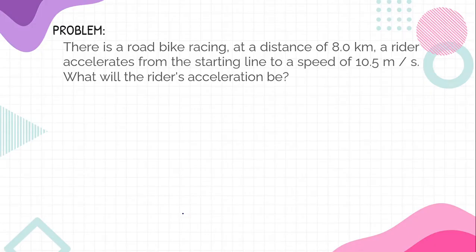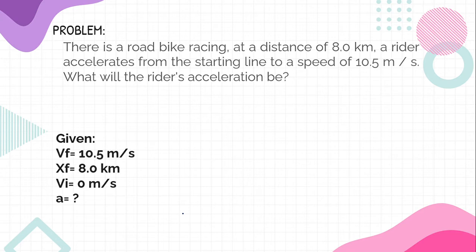There is a road bike race. At a distance of 8.0 kilometers, a rider accelerates from the starting line to a speed of 10.5 meters per second. What will the rider's acceleration be? So, we first need to identify the values given in this problem, in which Vf or final velocity is equal to 10.5 meters per second, xf or horizontal distance is equal to 8.0 kilometers, Vi or initial velocity is equal to 0 meters per second, and a is still unknown because this is the one that we're going to need to find in this problem.